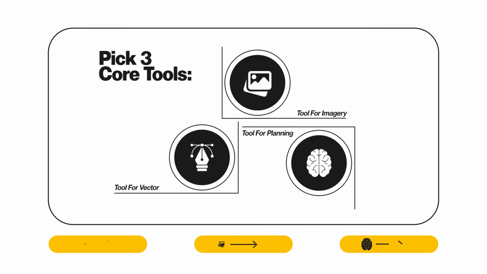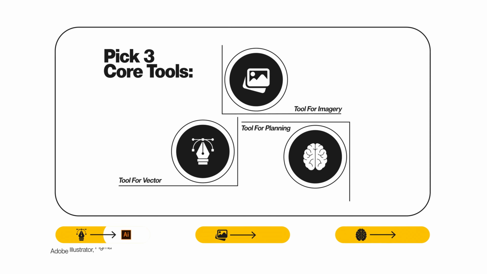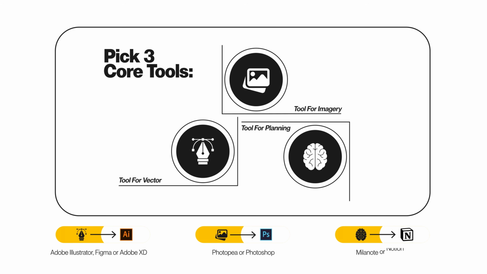So a solid recommendation could be either Adobe Illustrator, Figma, or Adobe XD when it comes to vector work, and then something like Photopea if you cannot afford Photoshop for raster work, and then Milanote or Notion to start thinking visually before you even open up a canvas.